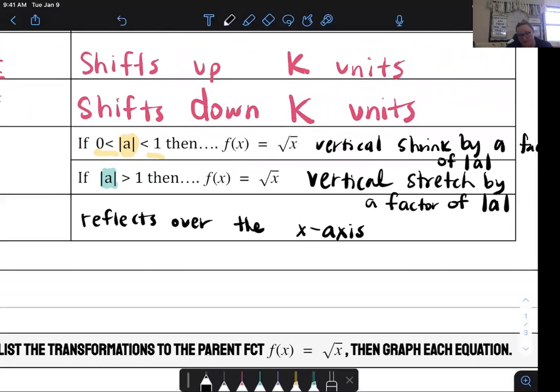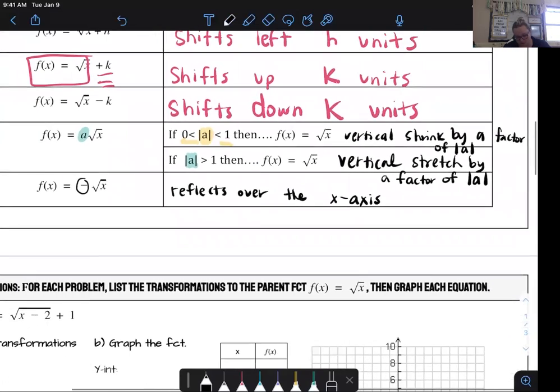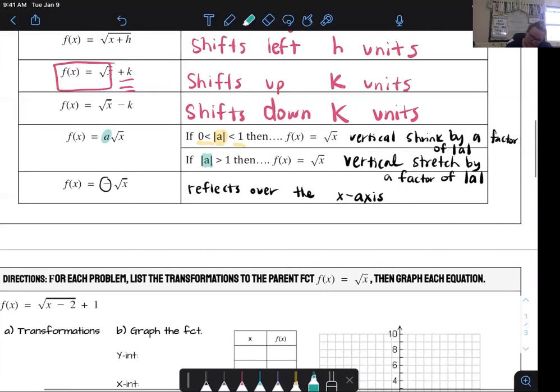And when you're graphing transformations, you always want to do your reflection first. So always reflect first.